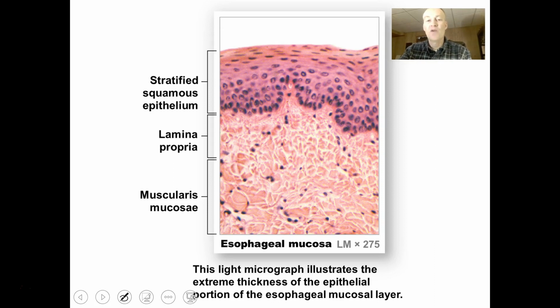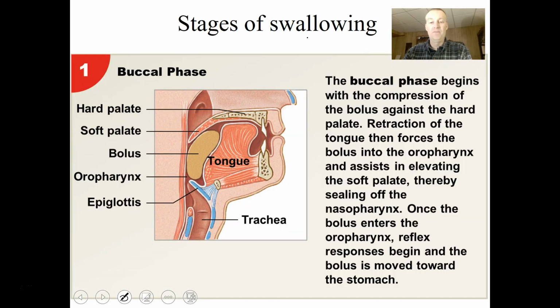So it is a stratified squamous epithelium. It's a non-keratinized stratified squamous epithelium, so we don't have that dead layer up here, but we just have living cells from the base to the top. These cells will shed off, so we continuously repair and heal and replace cells that are being shed off all the time.